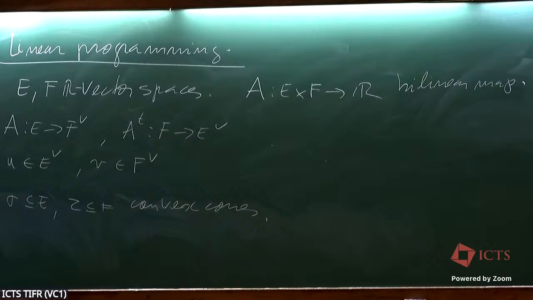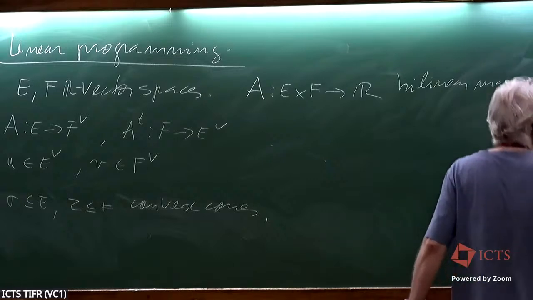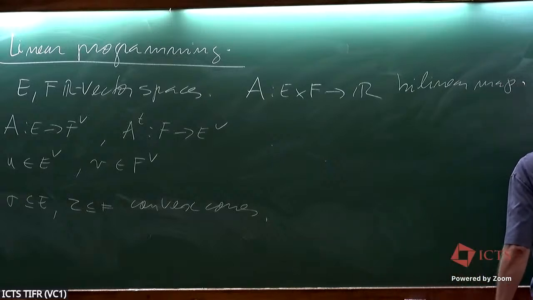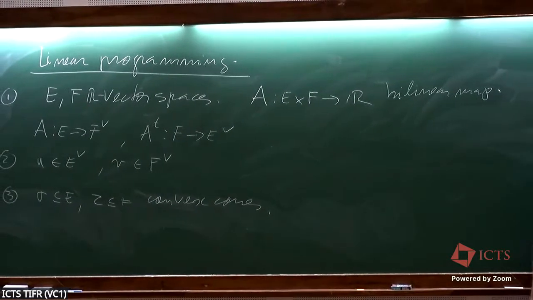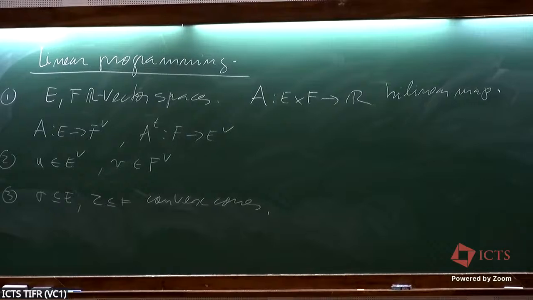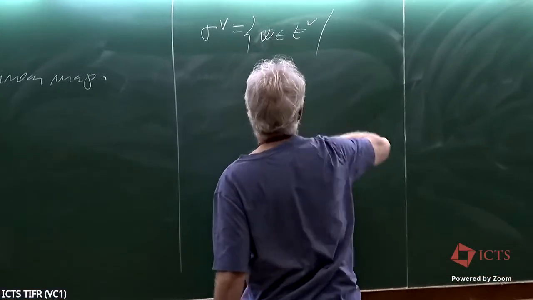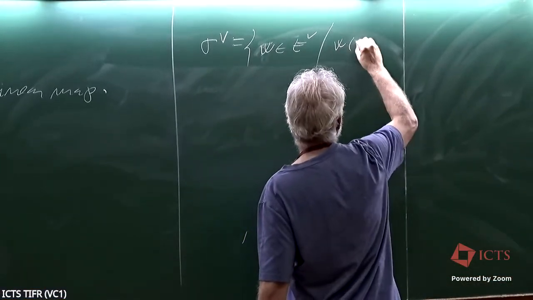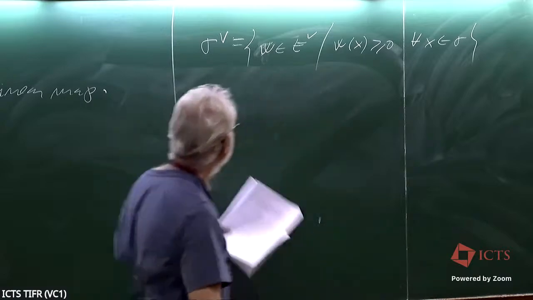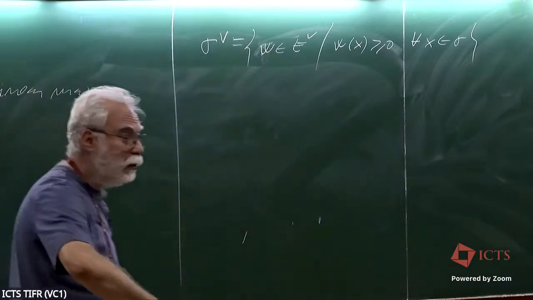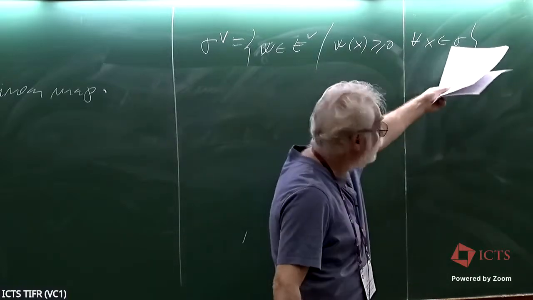Okay. Now, whenever I have a convex cone in a space, remember that there is the definition of the dual cone. So the sigma dual will be just the elements W inside E dual such that W times X is bigger than 0 for all X inside sigma. Whenever you have a cone in a space, you can look at the dual cone in the dual space just by asking that the values on every point in the cone have to be positive.